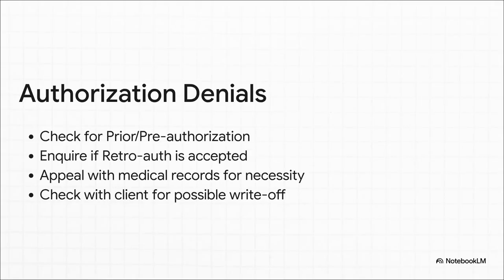Let's walk through a strict step-by-step framework for a super common headache: authorization denials. If a claim denies for authorization, you follow this exact path. First, check if a prior or pre-authorization was actually obtained before the service. If it wasn't or it's invalid, you immediately contact the payer to inquire if they accept retro authorizations. If they say no, your next step is to appeal the decision by sending over complete medical records to prove medical necessity. And finally, if they still deny it after all that, only then do you escalate the case for a potential write-off as an absolute last resort.